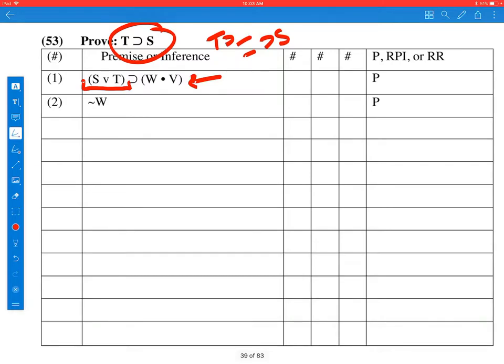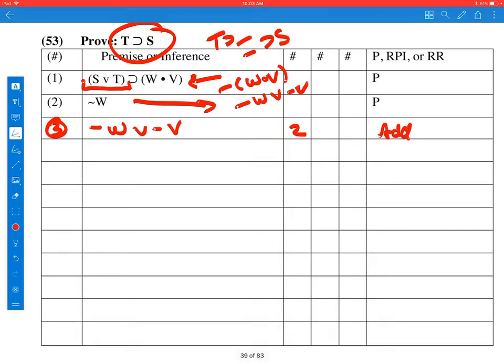So to get the S or the T out of line 1, the only thing we can do is a modus tollens, which means we need a not W and V, which is the same as not W or not V. And I can get to the second one from the not W by addition. Not W or not V from 2 by addition.